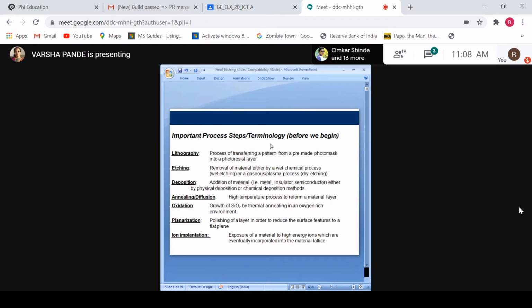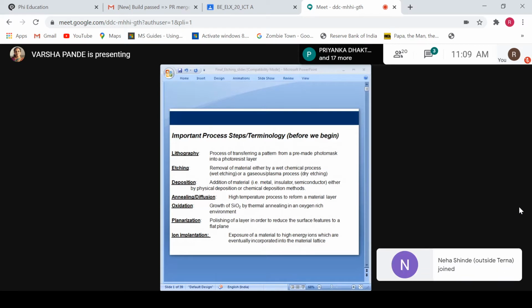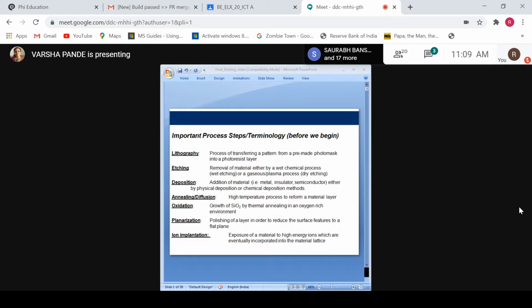Now etching. Etching is removal of material either by wet chemical etching or a gaseous or plasma process. Means in the etching process there are two options. Either we can use wet chemical etching, or we can use dry etching. Then deposition, which we have already seen, the deposition methods also. It is addition of material, and that material may be an insulator, semiconductor, or any type of metal.